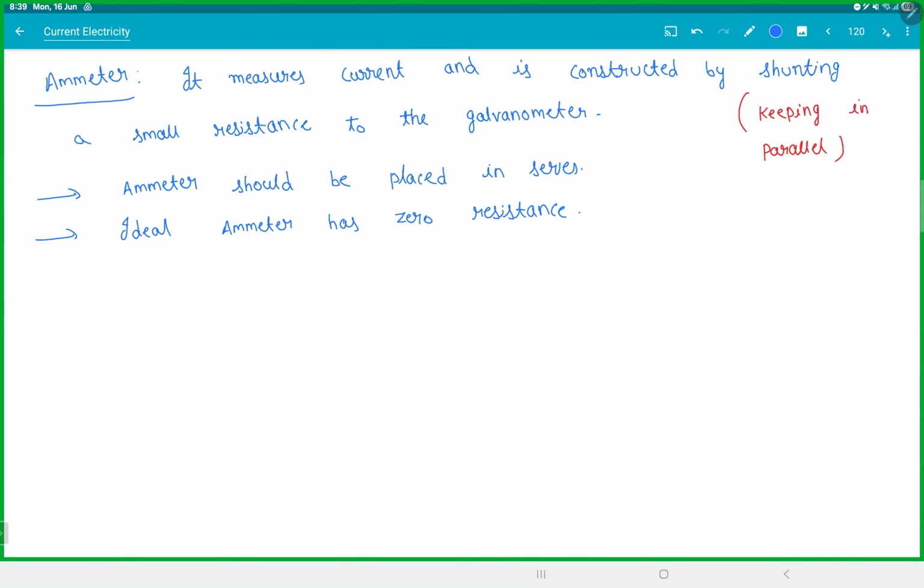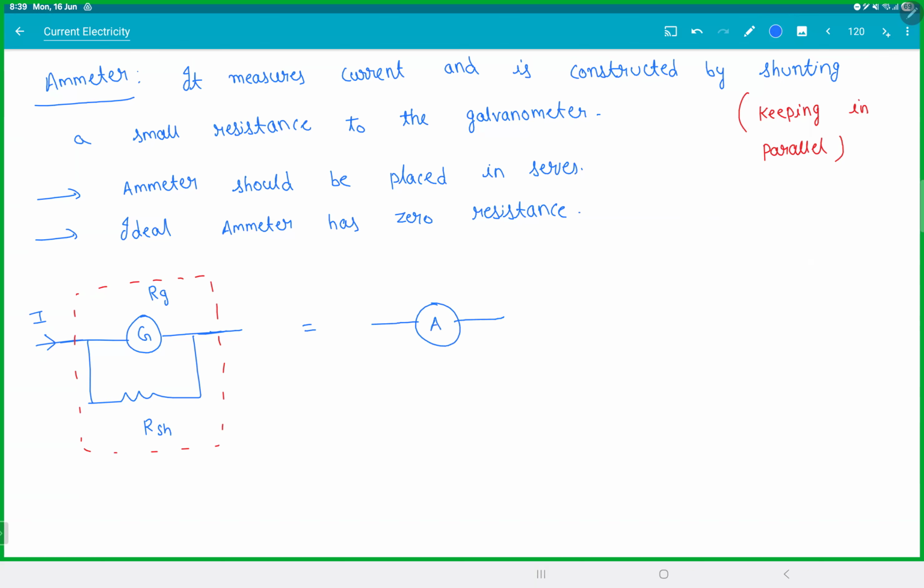So how does this thing work exactly? So we have a galvanometer. You take a very small resistor. So this is RG, this is R shunt. So this whole package is what we call an ammeter. You're trying to measure this capital I. So this whole package is what we represent with the capital A symbol.